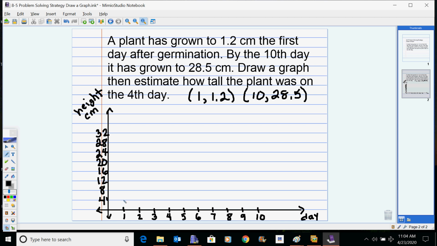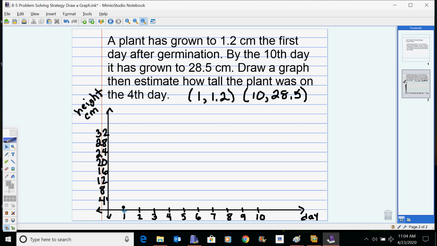But this is at 4. So we need to go not even just at the half. We need to go about here. We're going close to a half of a half in order to get to where 1 would live, about 1.2 in centimeters.